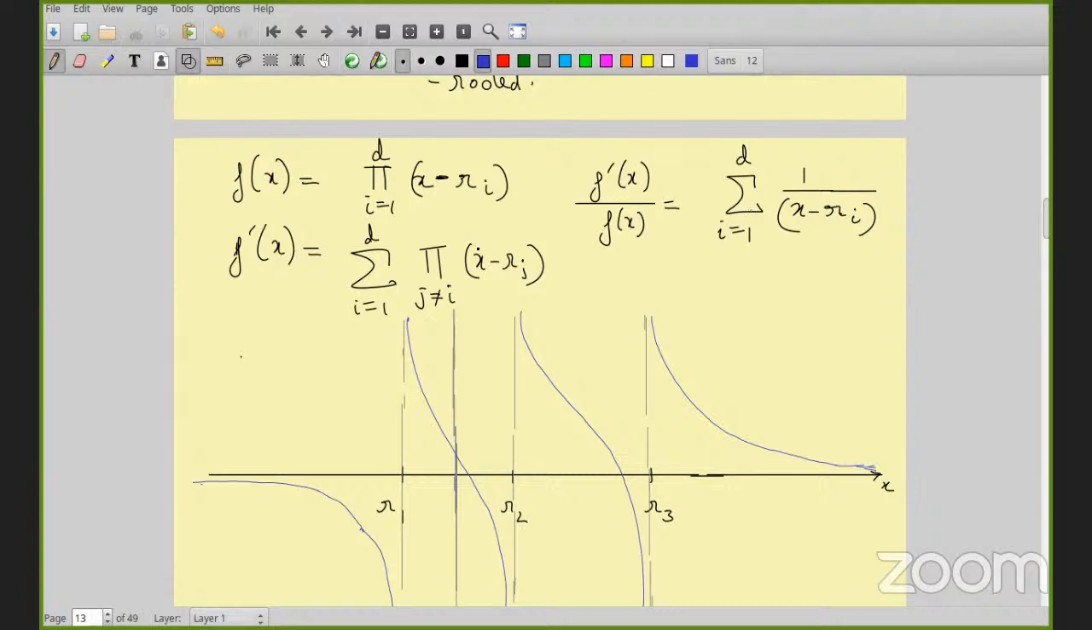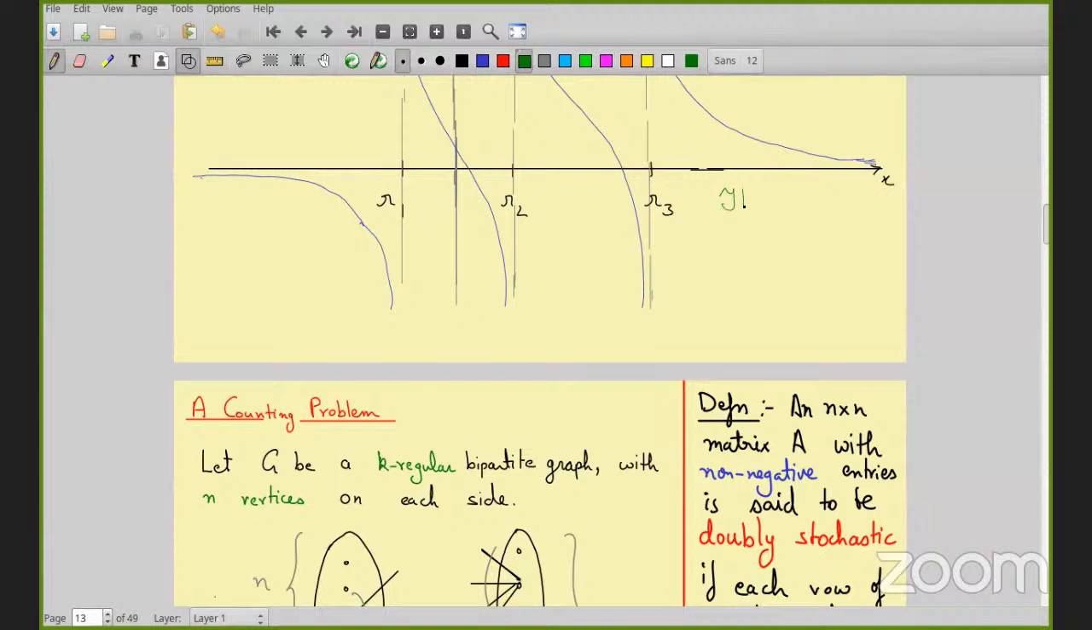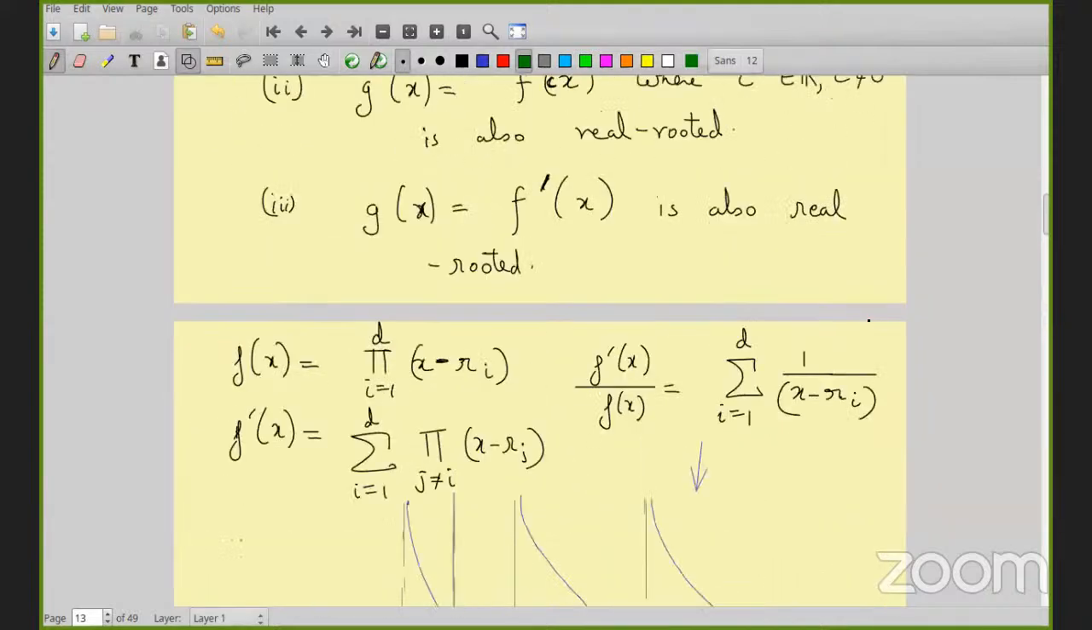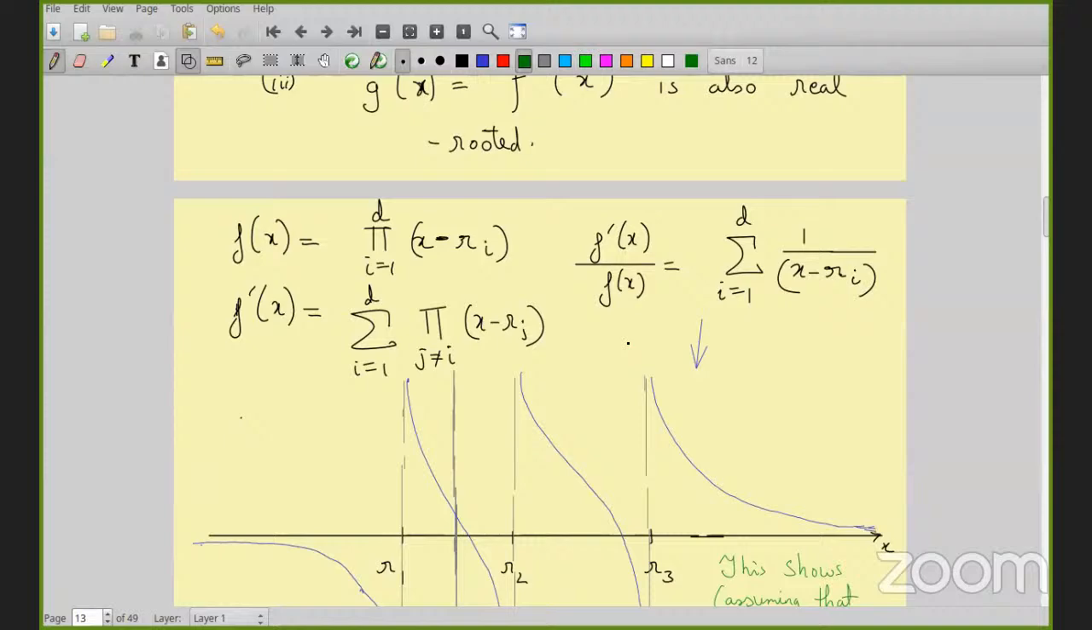By the way, is the proof clear? Right now I have assumed that f and f prime have no common factors. This shows that f prime also has real roots. But even if they have common factors, you'll see the same argument just works with almost no changes. So I just leave that as an exercise.